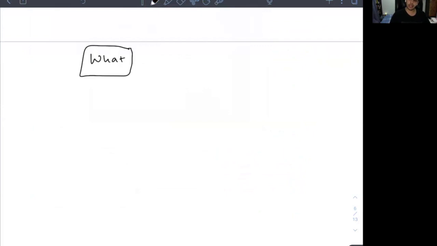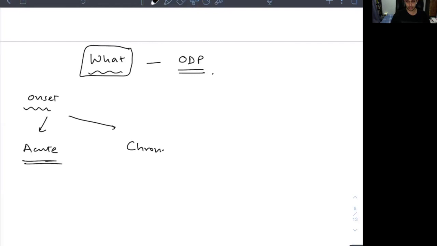Now, coming to, so we have finished where is the lesion. Now coming to what is the lesion. And when we talk of what, here ODP is very, very important. And in this, onset is probably the most important. So onset and duration. So after ODP, what you want to know is, was the cerebellar ataxia acute or chronic? So did it happen over a few minutes or over a few days or a few months or a few years? Did the patient have the symptoms of ataxia since many years or a few days now?